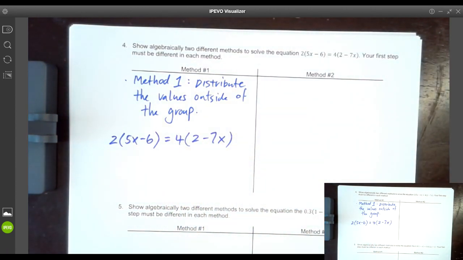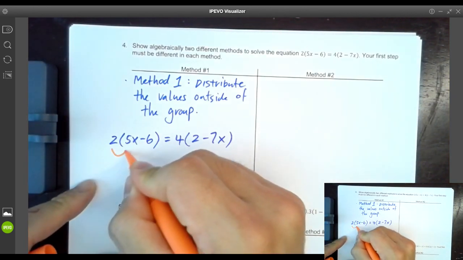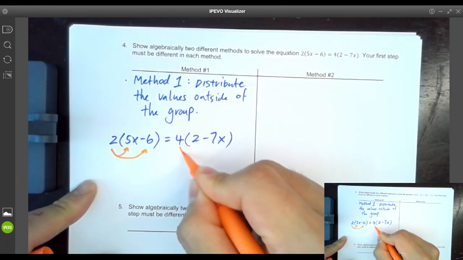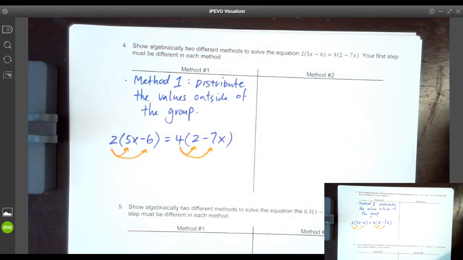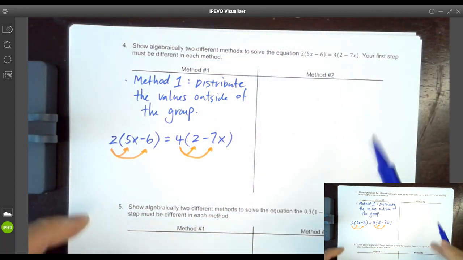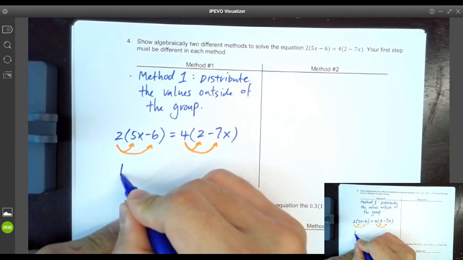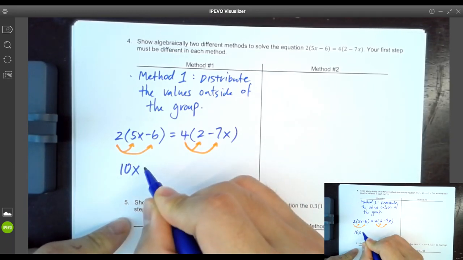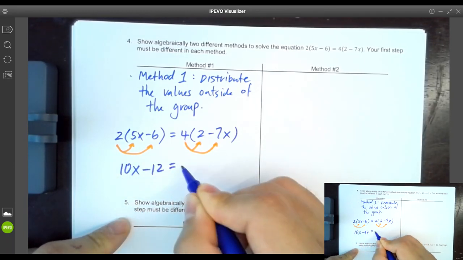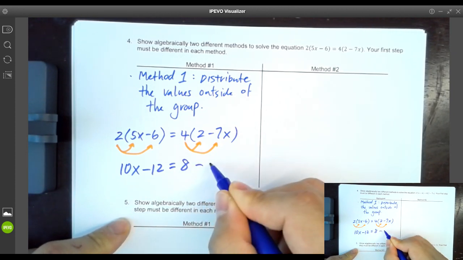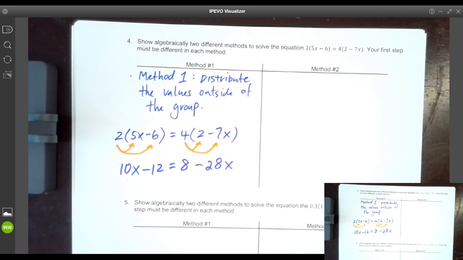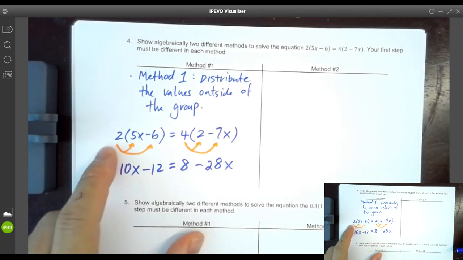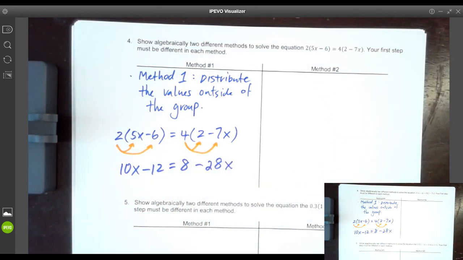Okay, so now let's distribute, and then we'll get a simpler equation. Be careful, always distribute correctly. 10x minus 12 equals 8 minus 28x. Okay, sometimes when you're in the middle of a problem too, it could help to visually just double check, right? Okay, so far so good.